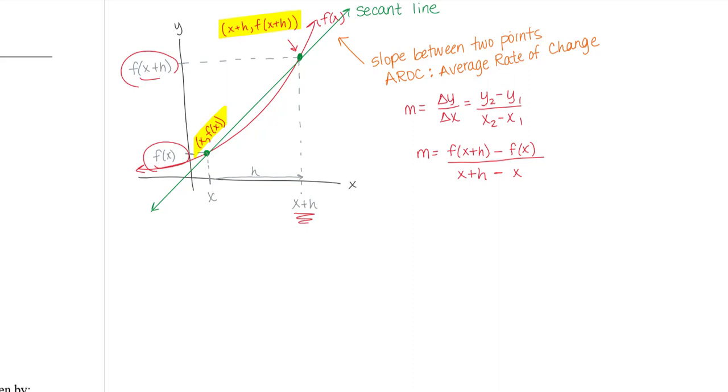And now what you can hopefully see is that in the denominator, I have an x and a minus x. Those will add to 0. So I will say that the slope of my secant line here is f of x plus h minus f of x, all over h.